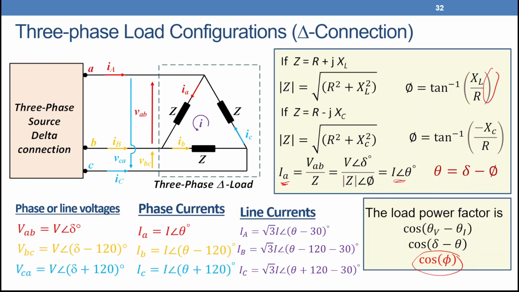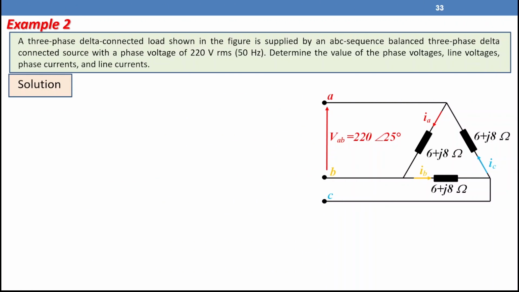Let me remind you about the star. In the star, we have phase voltage and line voltage equal to √3 times the phase voltage and leading the phase voltage by 30 degrees. But here we have line voltage equals phase voltage and line current equals √3 times the phase current and lagging by 30 degrees.